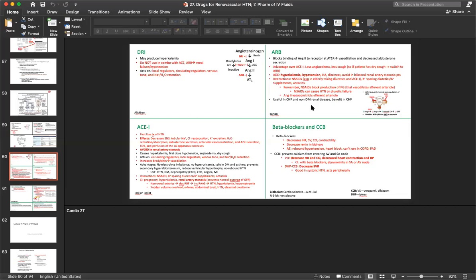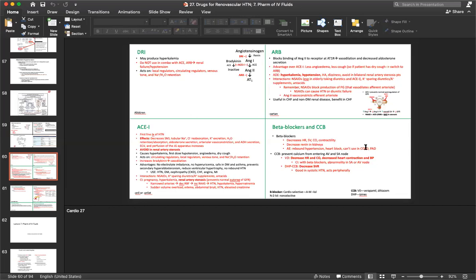Beta blockers decrease our heart rate, contractility, and our cardiac output. They could cause rebound hypertension or heart block. You can't use them in COPD due to the beta 2 blockade, or in asthma. So I would like to know that, and then don't use in peripheral artery disease.